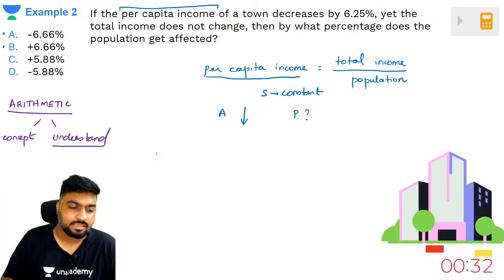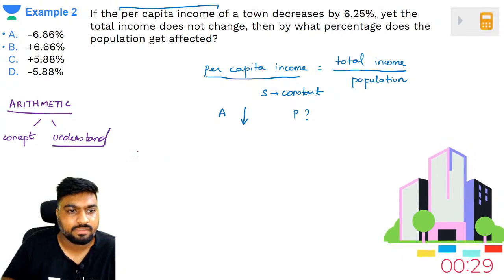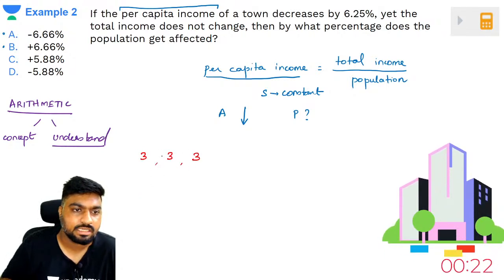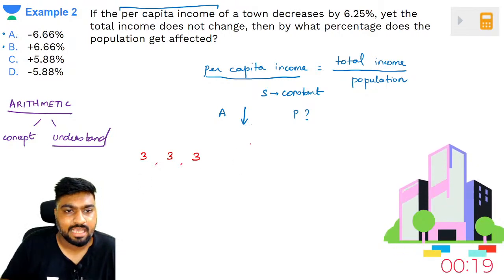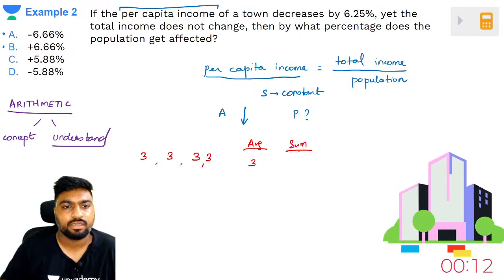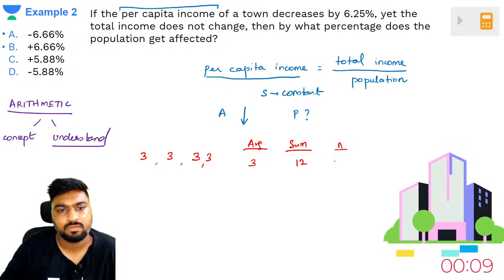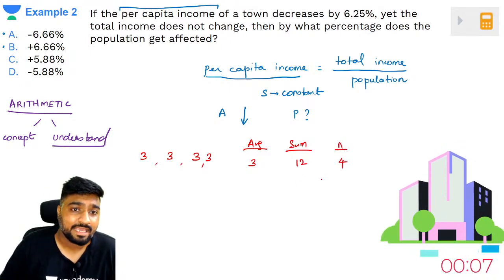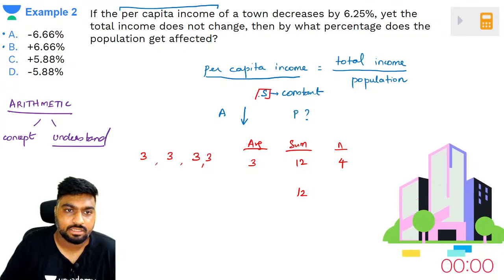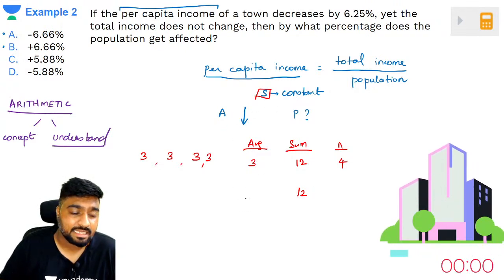Let's try and think of this. Let's say I have 3 terms, each of them are 3, 3 and 3. So what is the average? Average is 3. What is the sum? Okay, let's take 4 terms. Sum is 12. Number of terms is 4. Now what I'm saying is sum will be the same, 12. I'm not changing the sum. Sum is constant. But the average decreases.